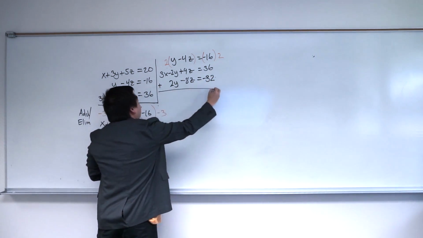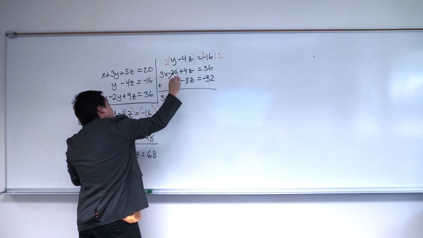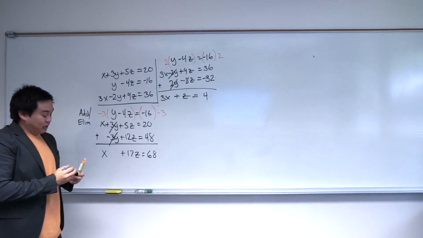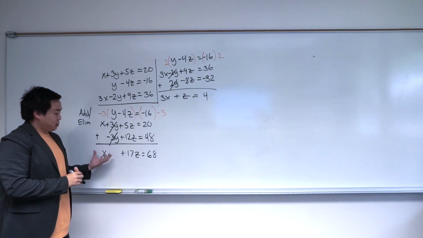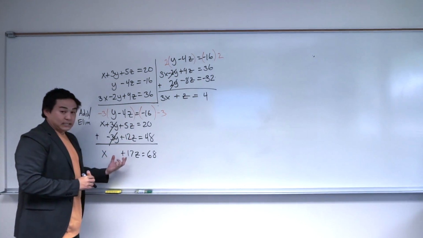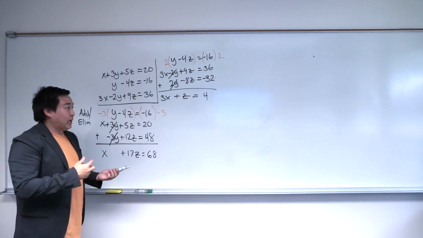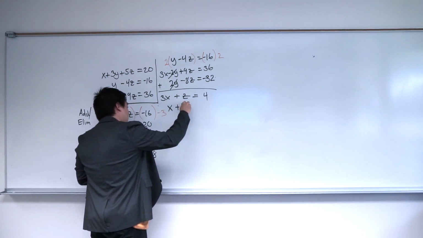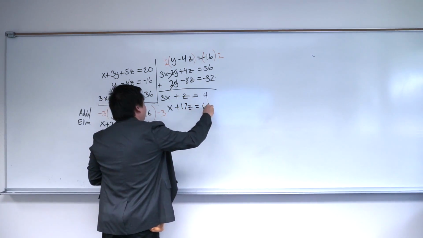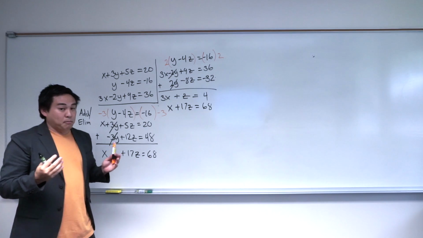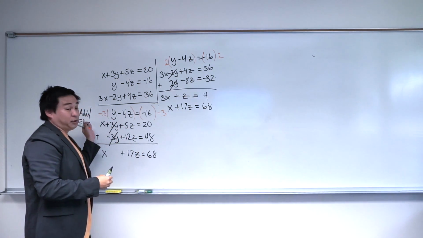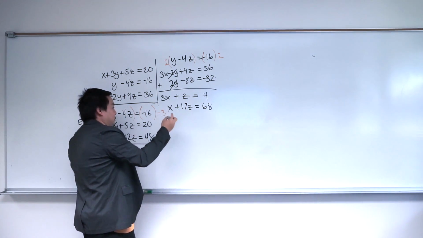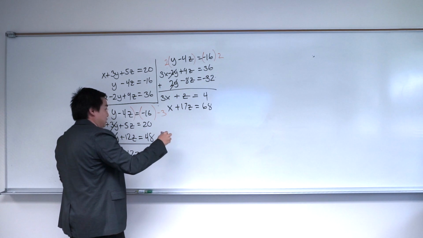Again, add straight down. 3x, these cancel, plus z is equal to 4. So again, notice what we get is 2 equations, both with the variables x and z, so it's a 2 by 2 system. Again, what we did in the previous video. So x plus 17z is equal to 68. And just like before, it doesn't matter which one you use. You could do another addition or elimination, or you can switch to substitution. They both work. So just for the sake of it, I'm going to continue with addition or elimination.